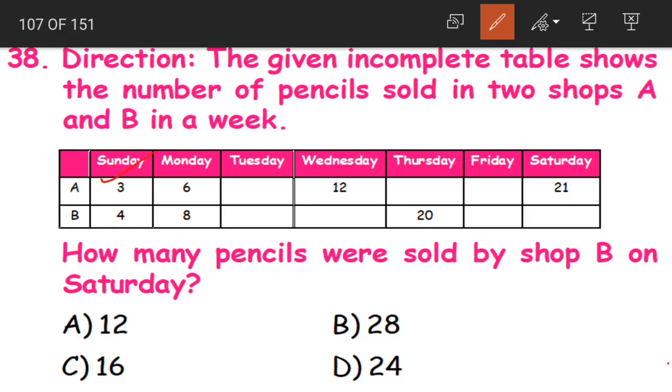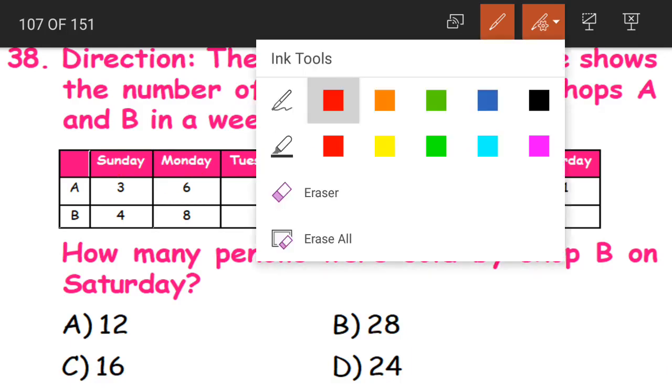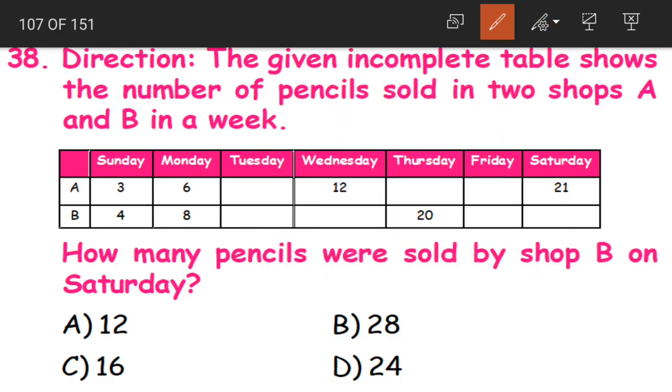See, we have 3 ones are 3, 3 twos are 6. What if we mark the days by numbers 1, 2, 3, 4, 5, 6, 7? 3 ones are 3, 3 twos are 6, 3 threes are 9, 3 fours are 12, 3 sevens are 21. Yes, all the given numbers of shop A are multiples of 3. 3 ones are 3, 3 twos are 6, 3 fours are 12 and 3 sevens are 21.